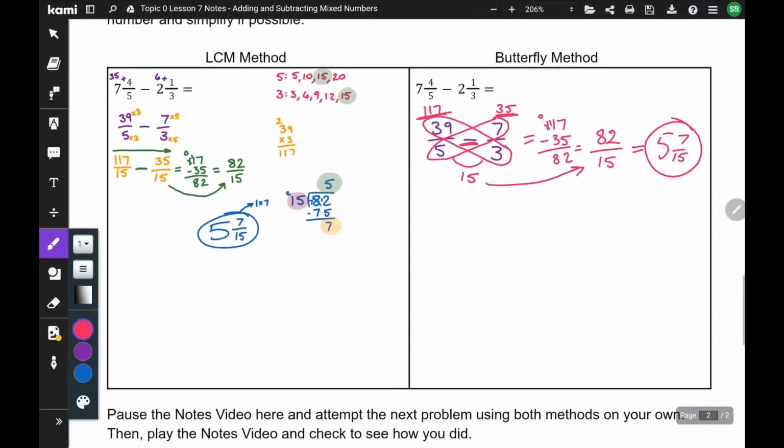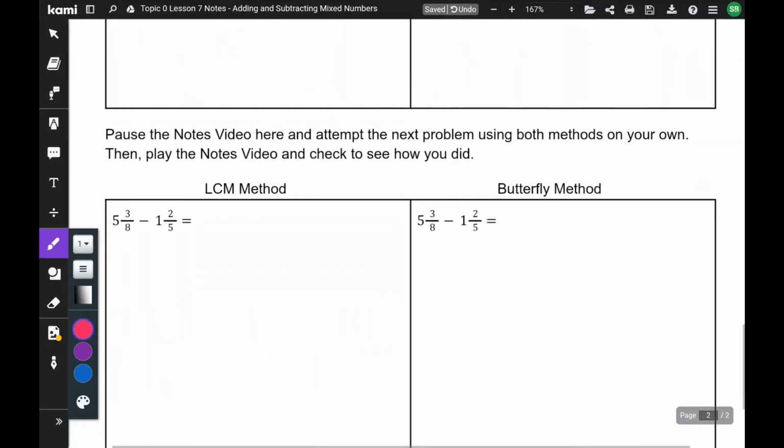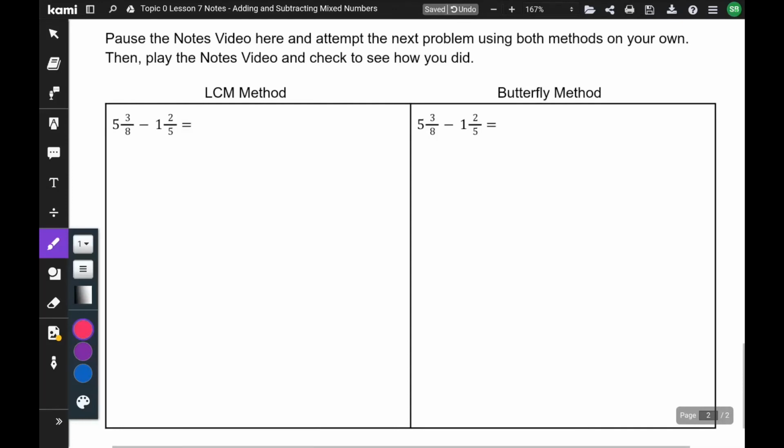Now, go ahead and pause the video again. Attempt the next 2 problems on your own. Use both methods. And then once you're done, you feel like you've got that correct answer, go ahead and unpause the video and check your work to see how you did.